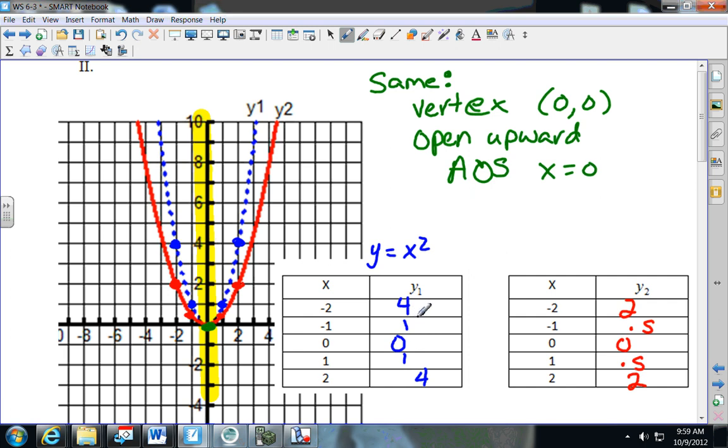What's different? One's wider than the other. Here, the blue one's my parent function. The red one is wider. Guys, what is happening right here in these numbers? Let's think about dividing. We're dividing by 2, right? If you took 4 divided by 2, you would get 2. If you took half of 1, that's 0.5, right? 0 doesn't change because anything divided or multiplied by 0 is 0. Half of 1 is 0.5, okay? So my equation is y equals 1/2 x squared.